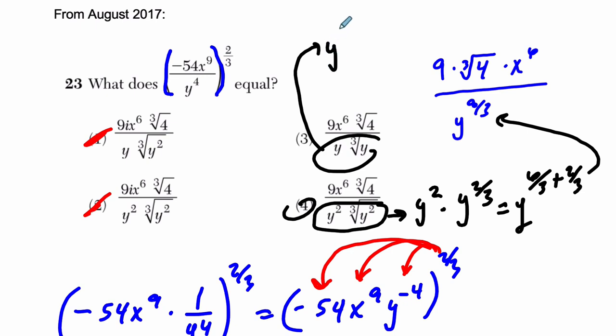So this is our answer. This one doesn't work because what do we have? We have y to the first times the third root of y. So it's 1 plus a third. 1 is 3/3 plus 1/3 is 4/3. It's not what we have here. It's a different number. So I don't know how I feel about that.